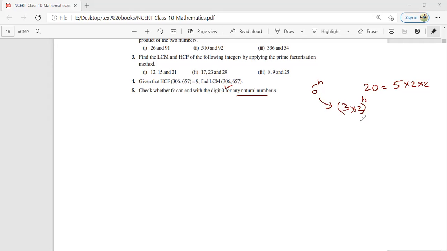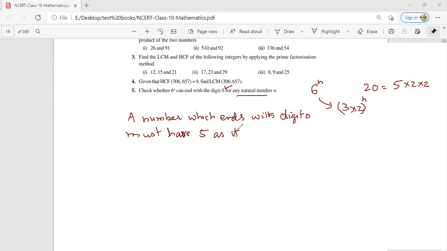In these types of questions, you have to just explain that a number which ends with digit 0 must have 5 as its prime factor.